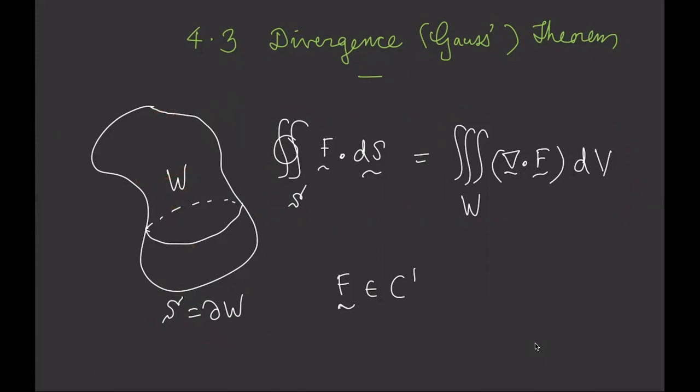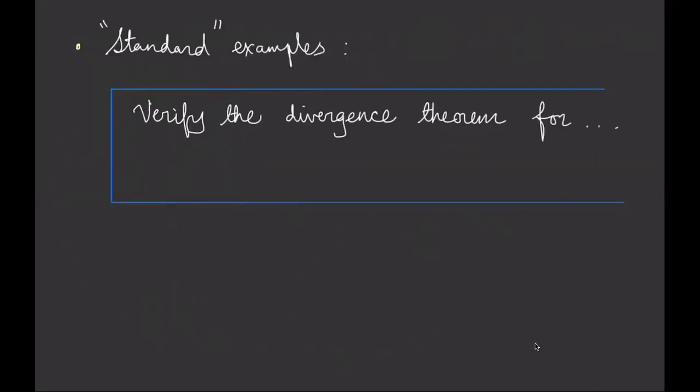This establishes this relationship. And in order for this to happen, we need our function to be sufficiently differentiable. So F has to be of class C1. That means that the first derivative is continuous, and you can see that the first derivative is needed over here. Okay, so we are now ready to go to some examples.